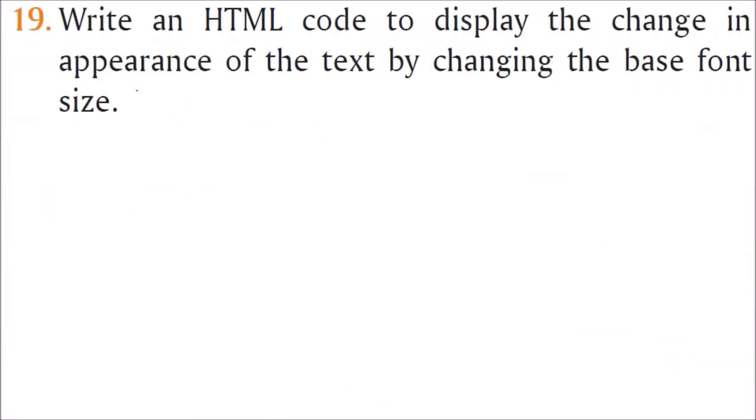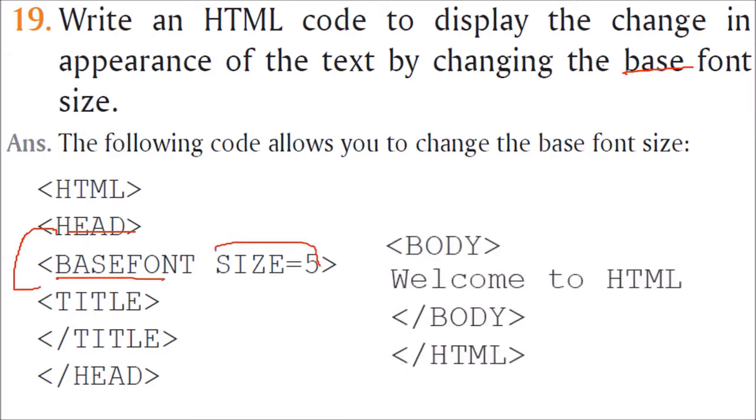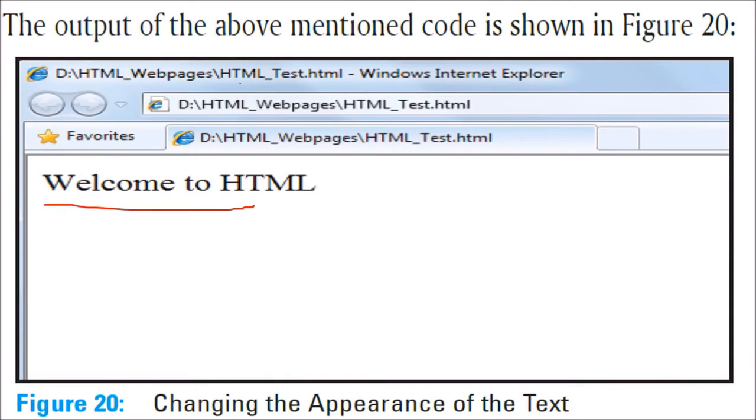HTML code to change the appearance of text by changing the base font size. So you are going to change the base font size. Here you just have to do it in the head. See, you are not going inside body. Inside head you have to give base font size equal to 5. The content has to be written in body, but the base font will be written in the head. Size equal to 5. Now in the body you will write this content which you want to make size 5. The output will be something like this.